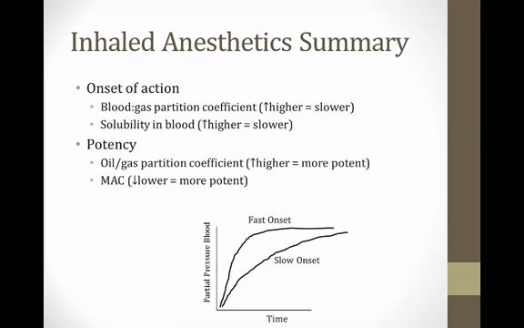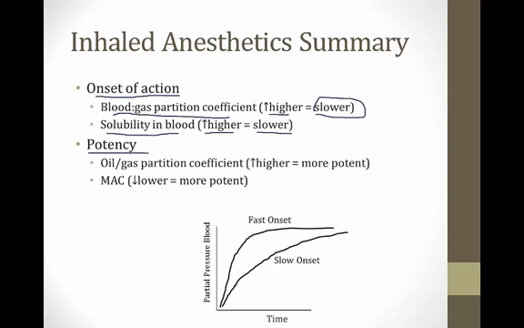And so here's a summary slide of the physical properties of inhaled anesthetics used to assess their efficacy. So the onset of action of an inhaled anesthetic is determined by the blood-gas partition coefficient. The higher the coefficient, the slower the onset of action for that gas. Similarly, the solubility of the gas in blood determines the onset of action. So a higher solubility in blood means a slower onset of action.